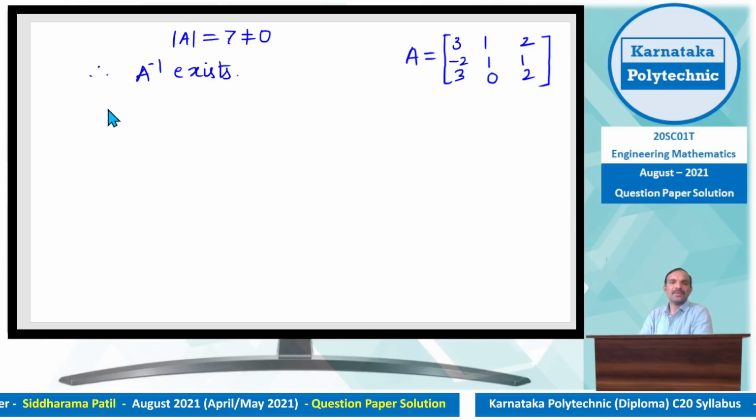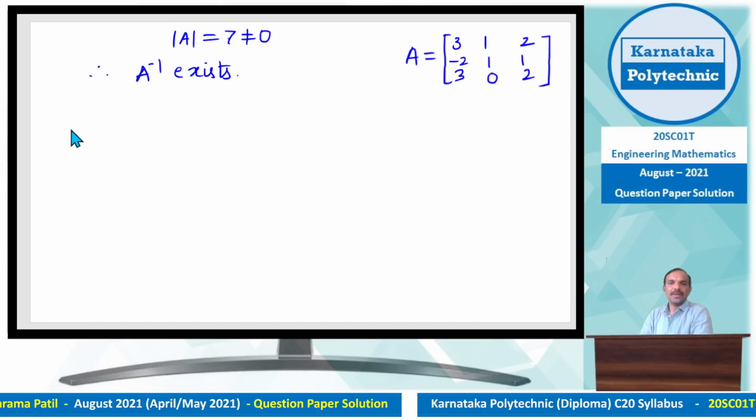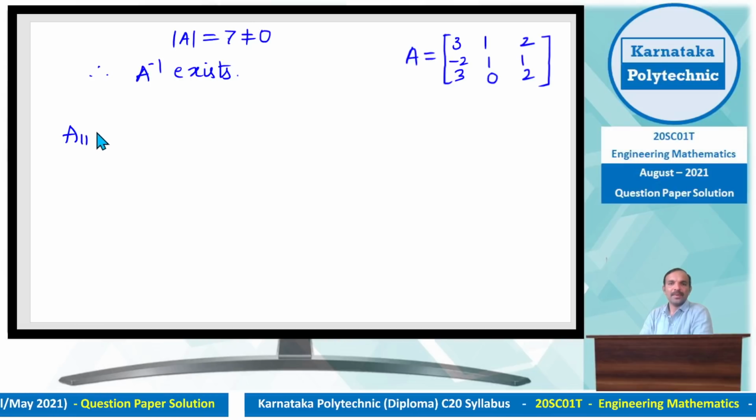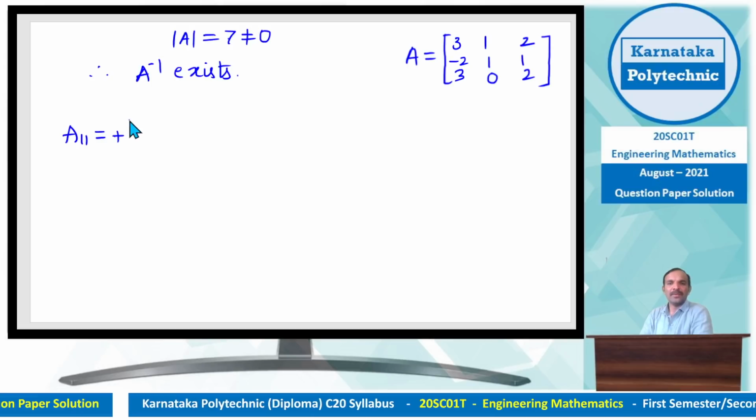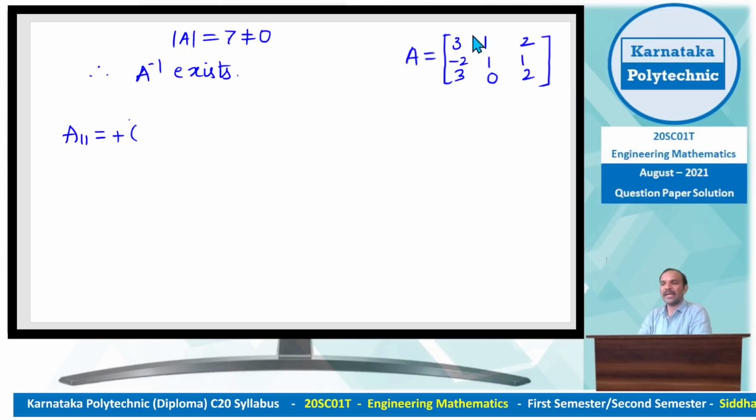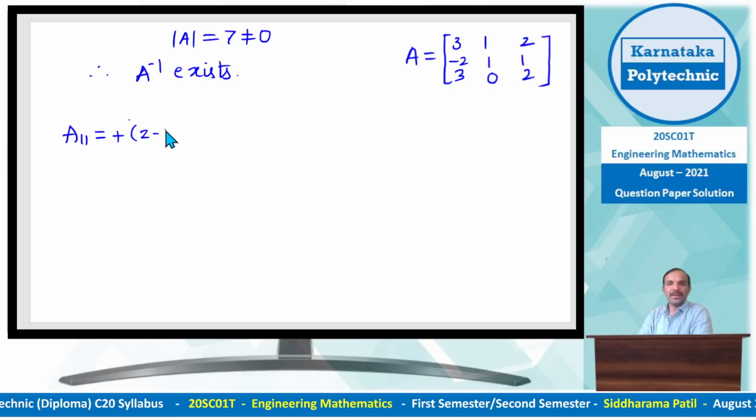You have to find out a total of 9 cofactors. First one is A11, the A11 cofactor. That is plus, you have to delete the first row and first column, and write the answer. First row first column deleted gives 2 into 1, 2 minus 0, that is equal to 2.